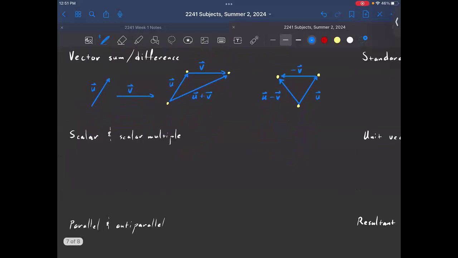Next is scalars and scalar multiples. So a scalar for us is just going to be a real number. There are more general types of scalars, but in this case, all we really need is some way of multiplying the size of a vector, but keeping its direction. And that's what the scalar multiple is. So if we now take a vector u again, so here's my vector u, and let's actually make this a little bit different.